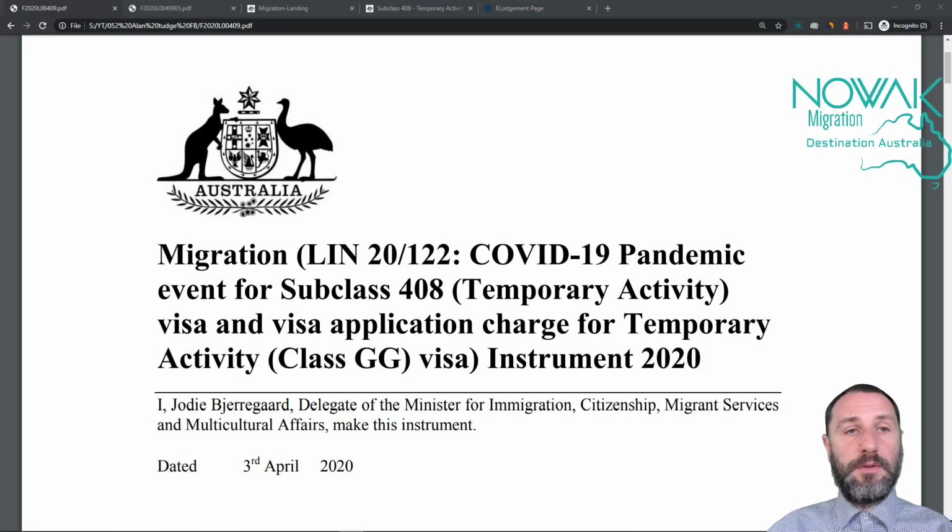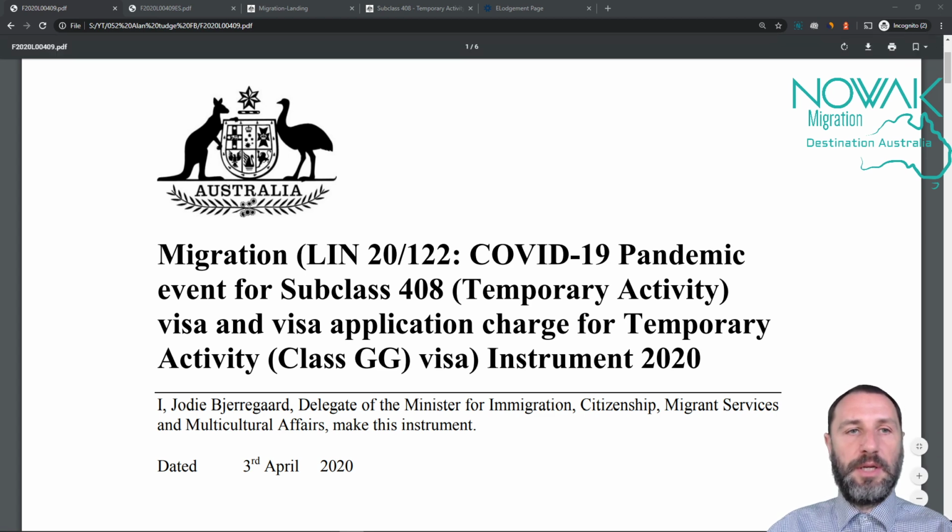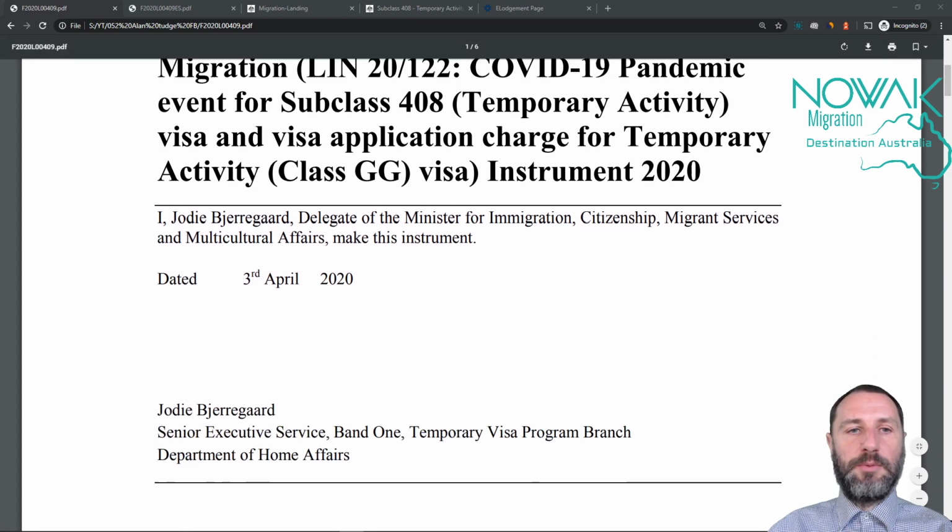Let's have a look at this new pandemic 408 stream of visa pathway. Three days ago, the new legislative instrument has been released, LIN 20/122, for COVID-19 pandemic event for subclass 408 visa and visa application charge. So let's have a look at this instrument.